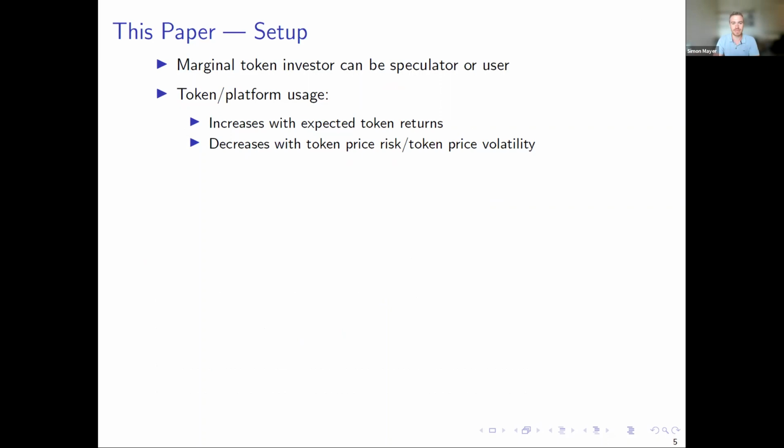Token and platform usage increases with expected token returns. Why is that? Well, when users can earn expected token returns by holding tokens, they are more willing to acquire tokens and to transact in the platform in the first place. On the other hand, token and platform usage decreases with token price risk or token price volatility, which is because users value price stability for transactions. In general, price stability is a desirable feature of any transaction medium, so I take this now as given.